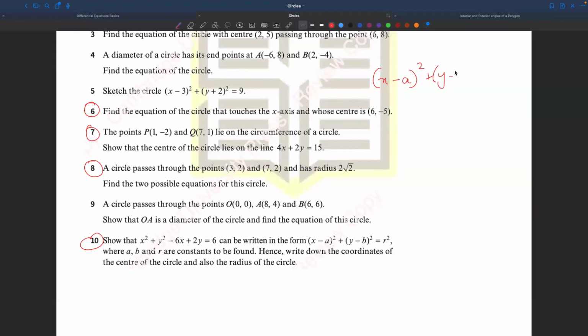First you'll write this form, right? This is the most simple thing you'll always do. In place of a and b, you can write this, है ना? So I can say this will become (x minus 6) whole square plus (y plus 5) whole square is equal to r square.